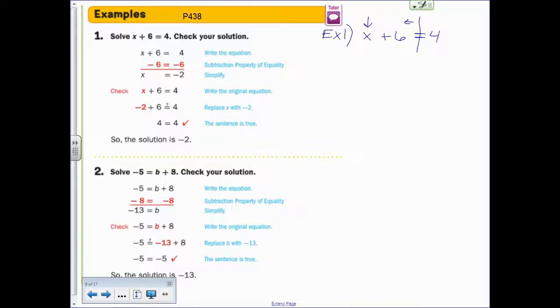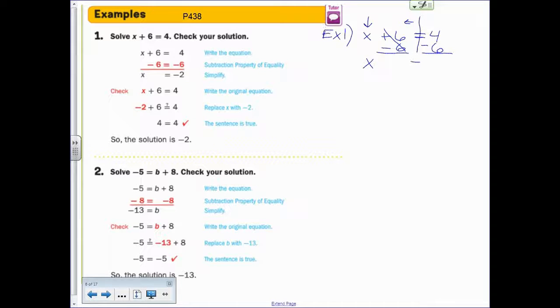So we've got to get rid of this positive 6. The way we do that is by putting its opposite, which is a negative 6. Well, whatever we do to one side, we must do to the other side so that we can keep the scales balanced, so we can keep both sides equal. So we're also going to put a negative 6 underneath the positive 4. Well, since positive 6 and negative 6 are opposites, they cancel each other out. They equal 0. So we can just drop down the x.